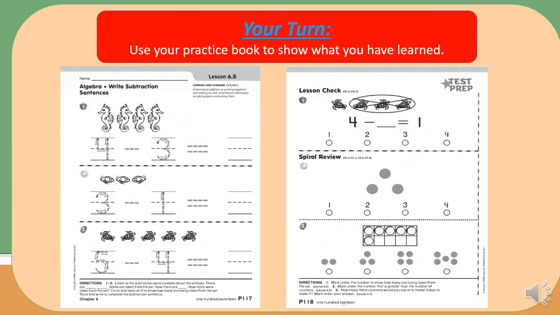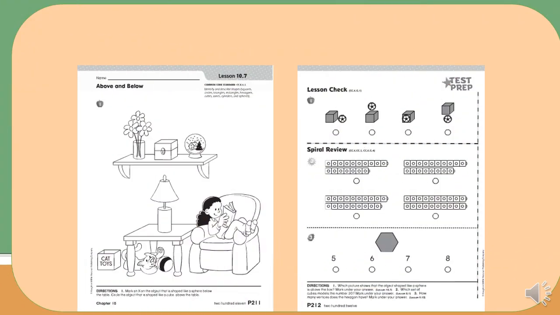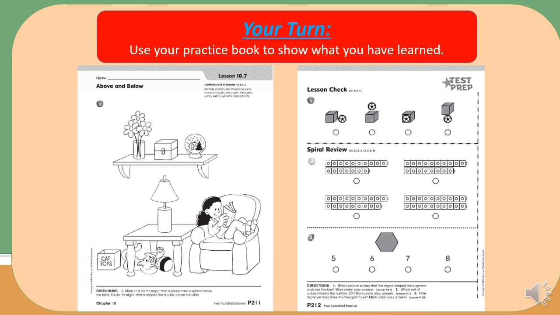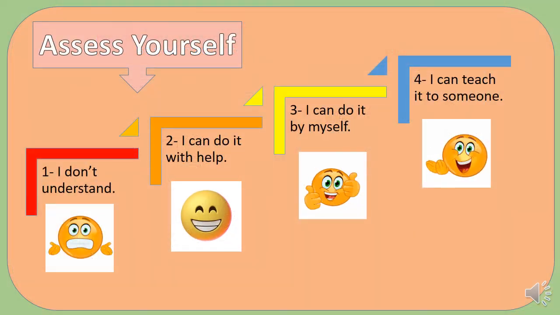Now it's your turn. Grab your math practice book and show what you have learned. In page 117 and 118, you will review the subtraction that we have seen in the previous weeks. On pages 211 and 212, you will show what you have learned about the prepositions above and below. And of course, because you are a good learner, don't forget to assess yourself.